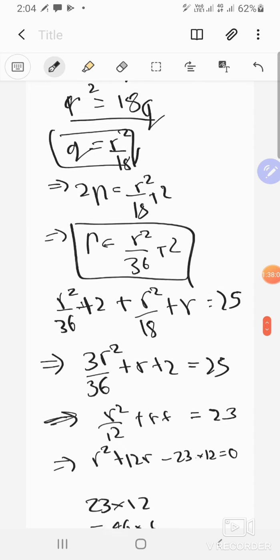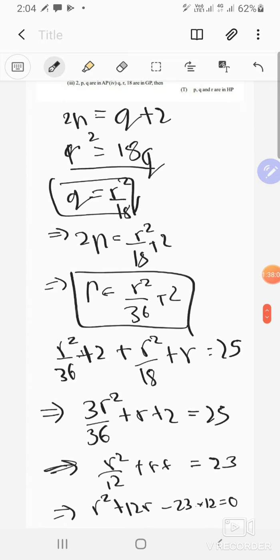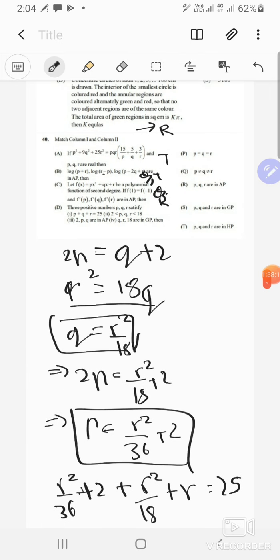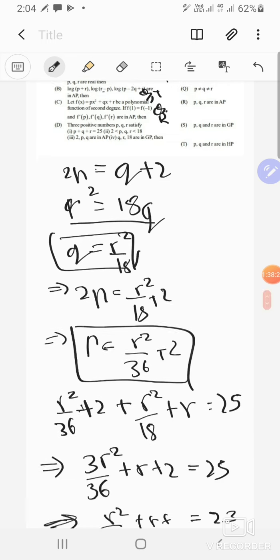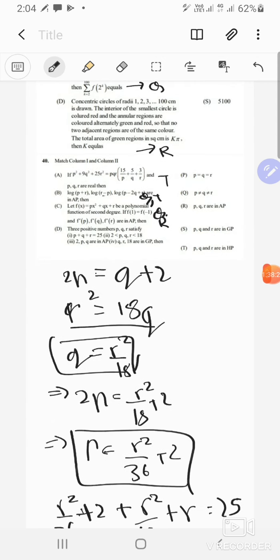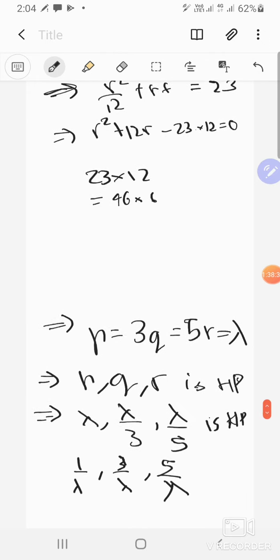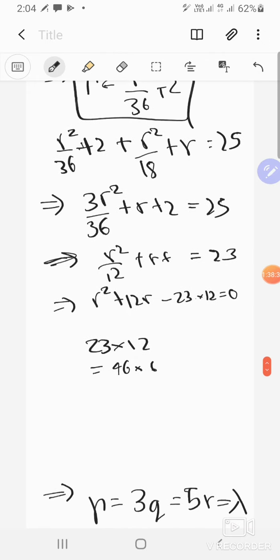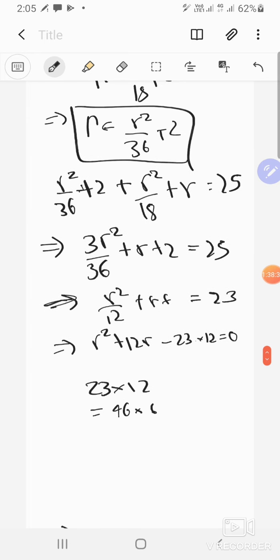What do we have to find though? P, Q, R are in, well, 2, P, Q are in AP, right? You got the value of R. We won't be able to use anything unless we find the value of R. Okay, that can be frustrating though. So we are very near to finding the value of R, but something is not working.